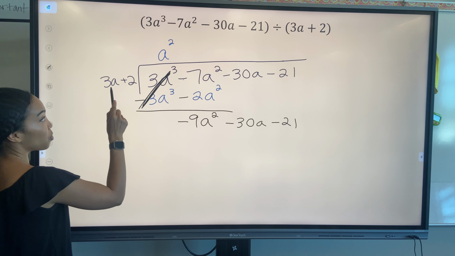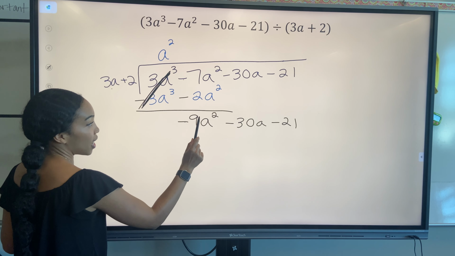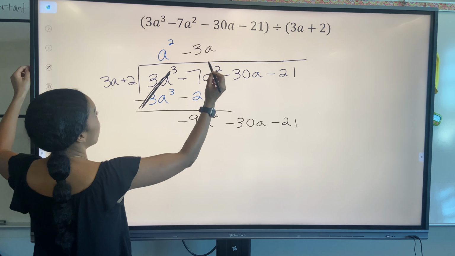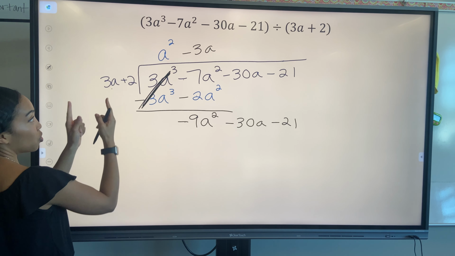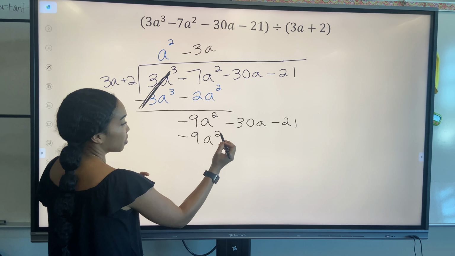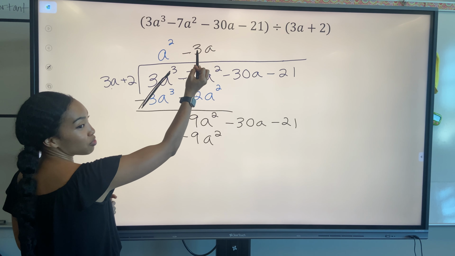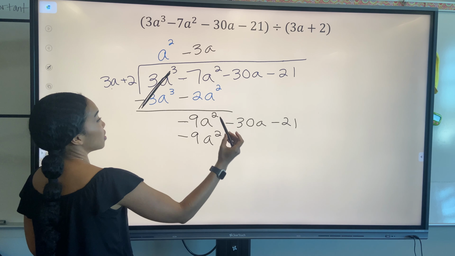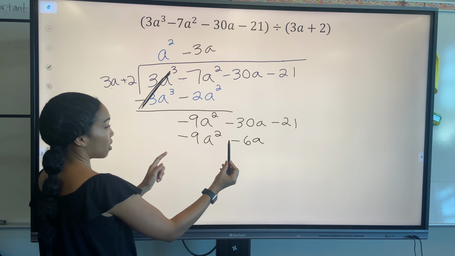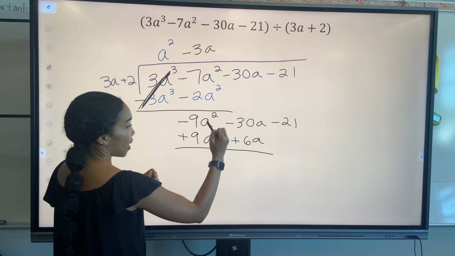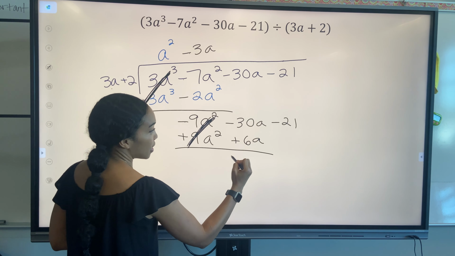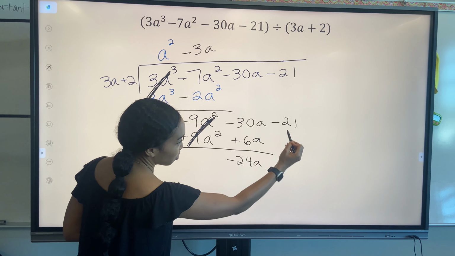Okay, next. 3a times what is -9a squared? -3a. So now we multiply. 3a times -3a is -9a squared. 2 times -3a is -6a. What do we do after this step? Change the sign. So now these are plus. And that cancels out. -30a plus 6a is -24a. And you can bring down the rest.